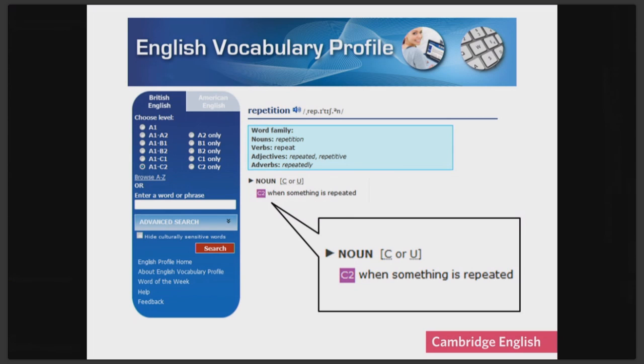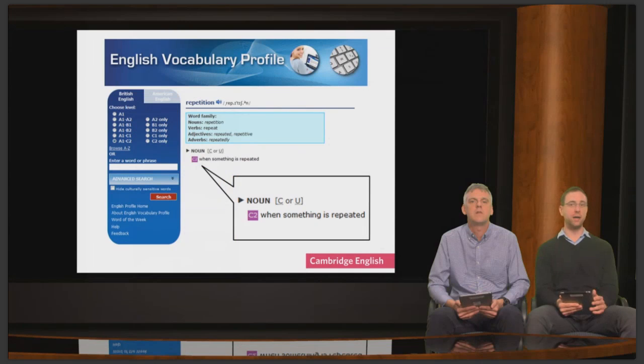Also, don't forget that this is a guide based on a corpus of learners' use of vocabulary. And it doesn't mean that learners would never come across this word at a lower level. So, English Vocabulary Profile is one way to find out about the level of words.